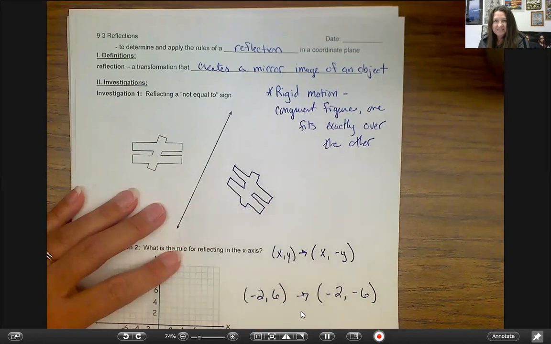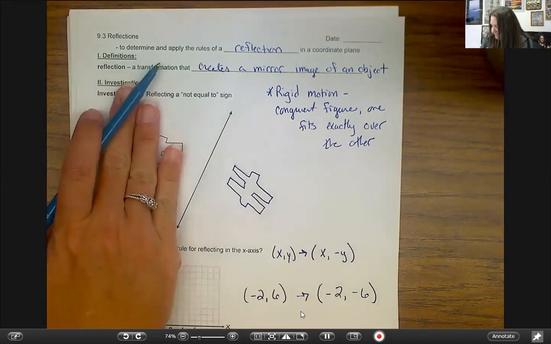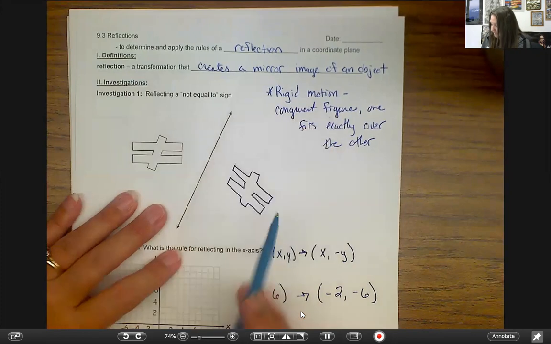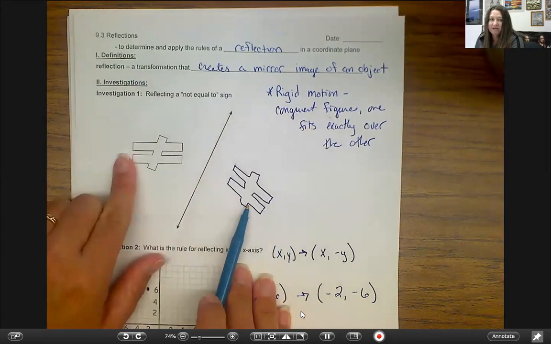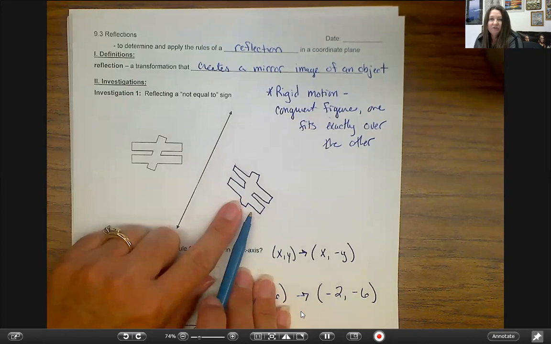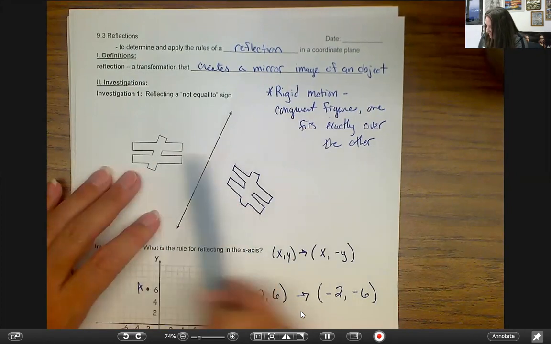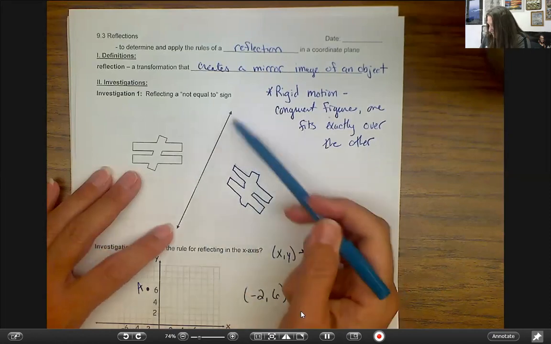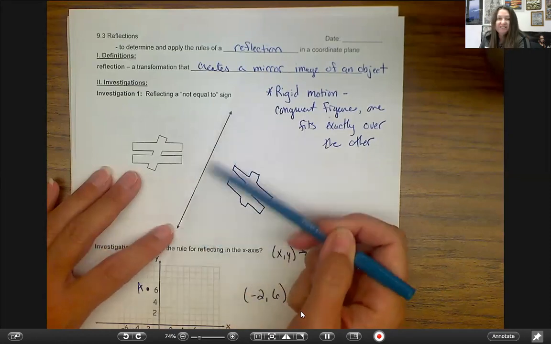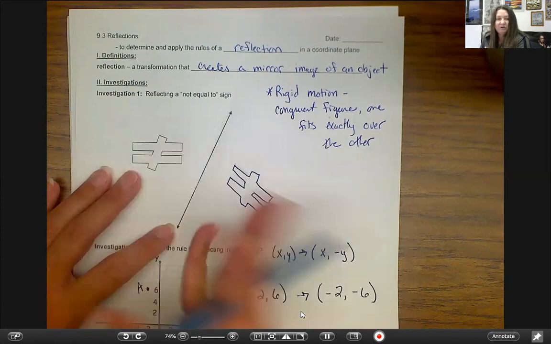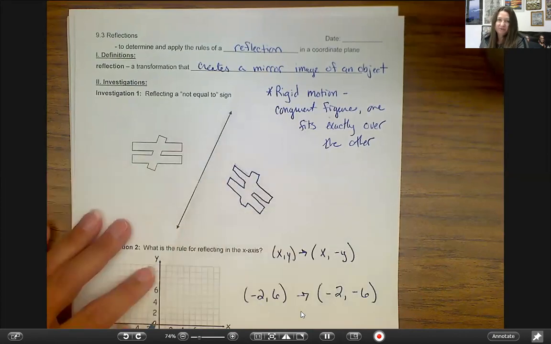This is considered a rigid motion because this not equal to sign just flips or creates its mirror image right over here, but one would lie directly over the other. You're going to notice that it just doesn't go straight across because my line of reflection here is at a slant, or a slope. So it's going to angle downward as it flips over.